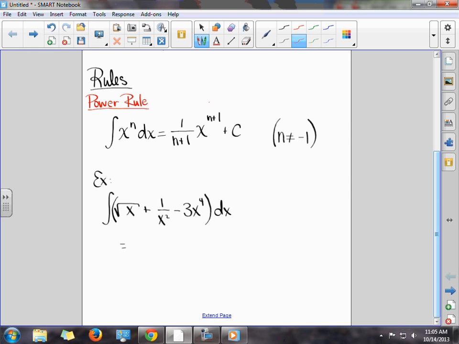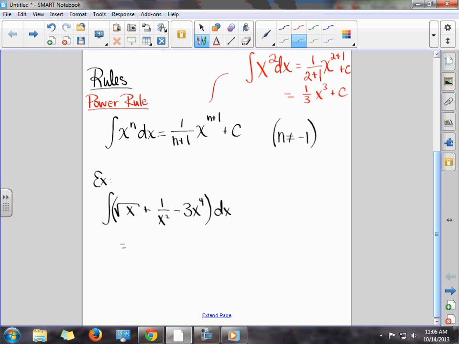So here's a really easy example. Say we have x squared as our derivative, and we want to find the antiderivative. Then this would just be 1 over 2 plus 1 x to the 2 plus 1 plus c, which would be 1/3 x cubed plus c.